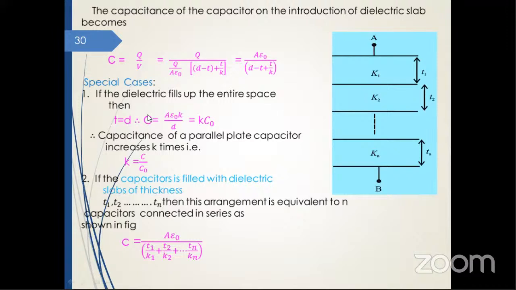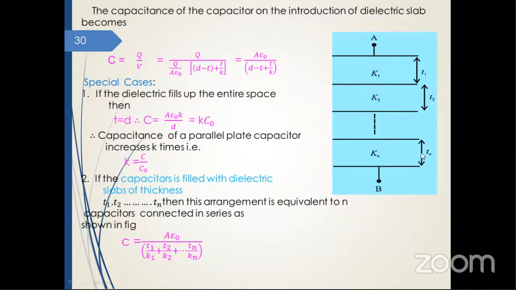That means when the space between the plates is totally filled with dielectric, not half filled, the situation is like this. If the capacitor is filled with dielectric slabs having thicknesses T1, T2, then the arrangement is like this.